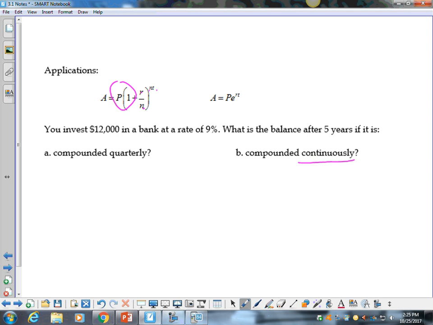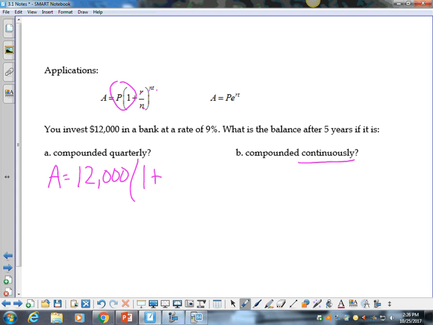So we're going to compare. Now, if I had $12,000 in a bank, number one, that's a good interest rate. That's a heck of an interest rate. Don't you think that we would earn so much more money if we were compounded continuously than if we were compounded quarterly? Let's do it and see. So A stands for your amount, or your total. P is your principal, so what are you starting with? 12 grand.